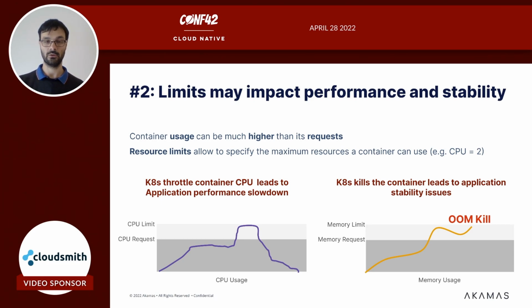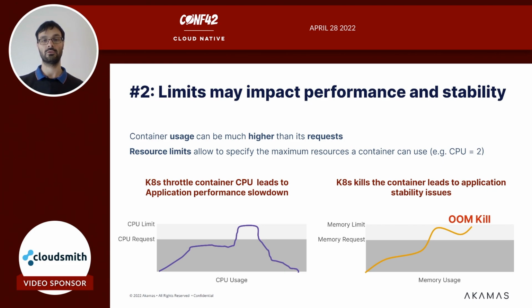like 2 CPUs or 1 GB of memory. All this is great, but what happens when resource usage hits the limit? Kubernetes treats CPU and memory differently here. When CPU usage approaches the limit, the container gets throttled. This means that the CPU is artificially restricted, and this usually results in application performance issues.